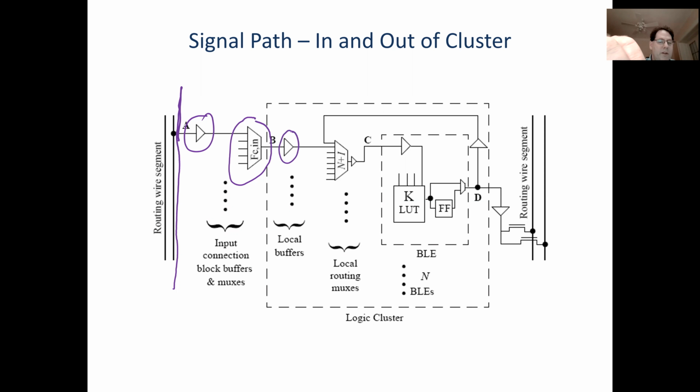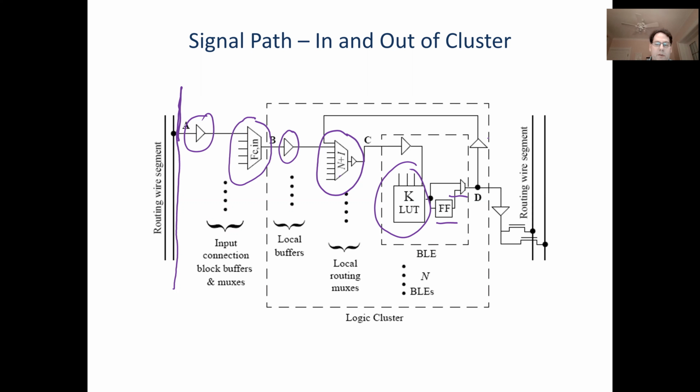Then they have another buffer, because they're going to be driving a reasonable amount of capacitance. This is their local interconnect. So local interconnect are these muxes with n plus I inputs. They have a whole bunch of them. So every single input to a lookup table has one of these multiplexers in front of it. Then they have their lookup table. The lookup table output can be registered or it can bypass the register.